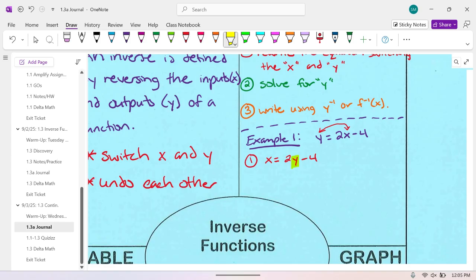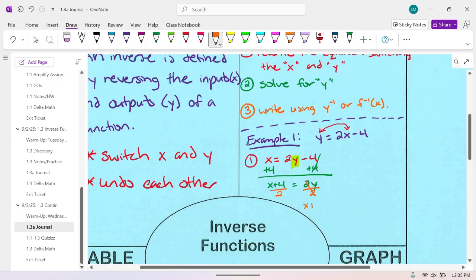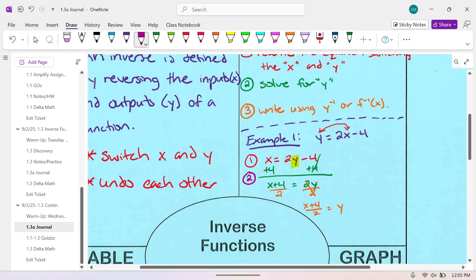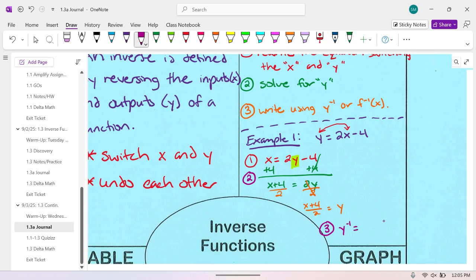So, if I did it the old-fashioned way, I would first start by adding the 4 to both sides. Meaning I would do x plus 4 is equal to 2y. Still solving for y, so I've got to divide by 2 to get y by itself. I get x plus 4 over 2 is equal to y. So the solving bit was our second step. And then our third and final step is rewriting using the -1 notation. So y of -1 is equal to x plus 4 over 2.